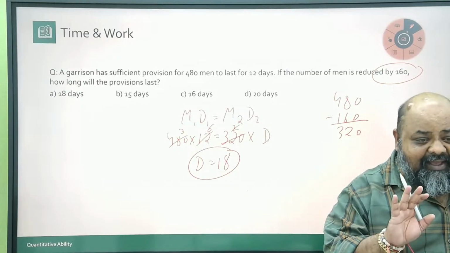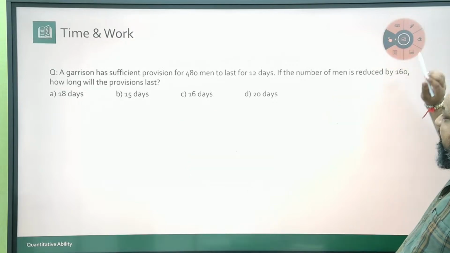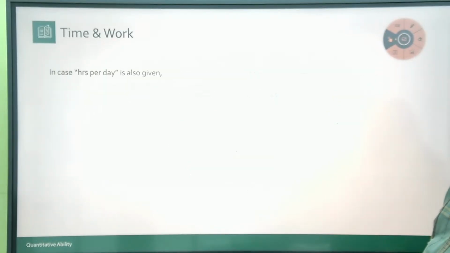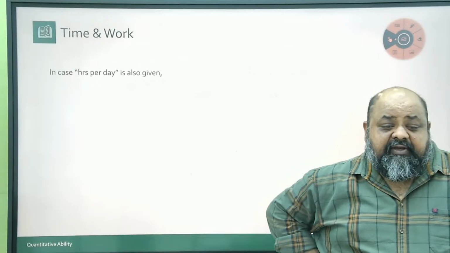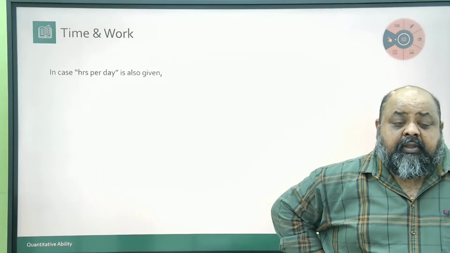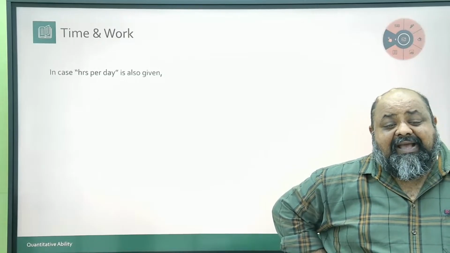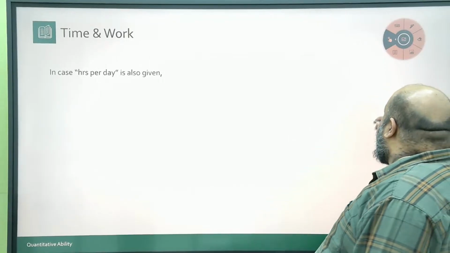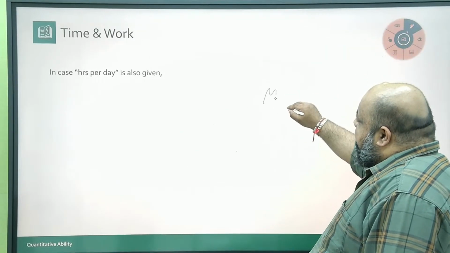Again, this question will also not come, but okay. At least the relationship got established in the first two. Now comes the concept of hours per day. So we are trying to find the relationship between the number of men working on a job and the hours per day that they work. I called the number of men m, and I called hours per day h.